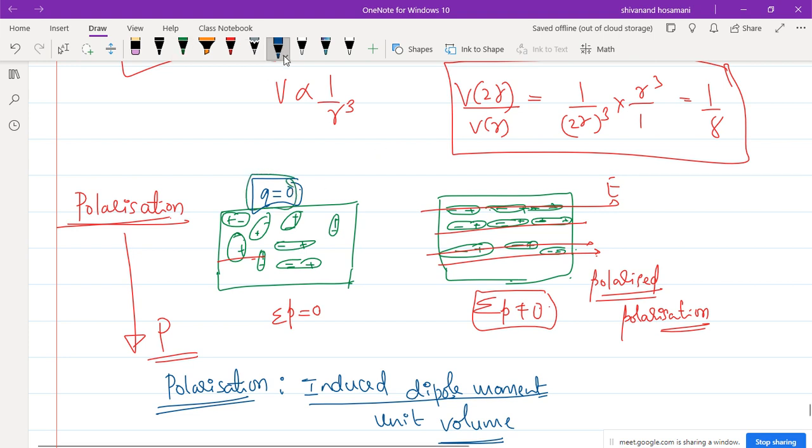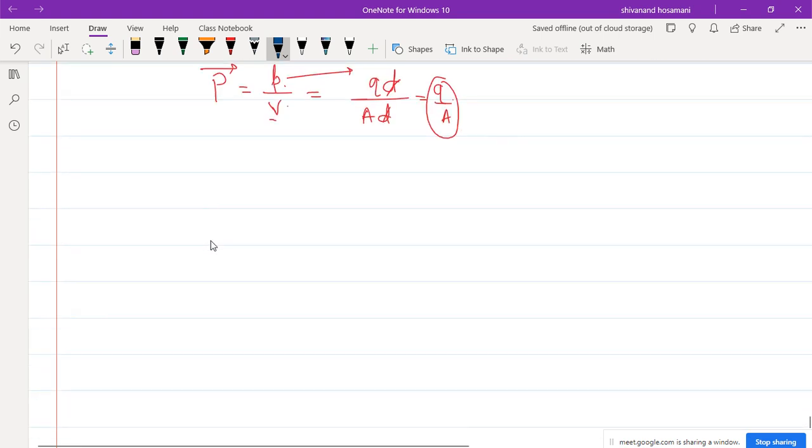But after the application of the external field, two charges will arise. They are called bound charges: volume bound charges and surface bound charges. There are two charges going to appear.